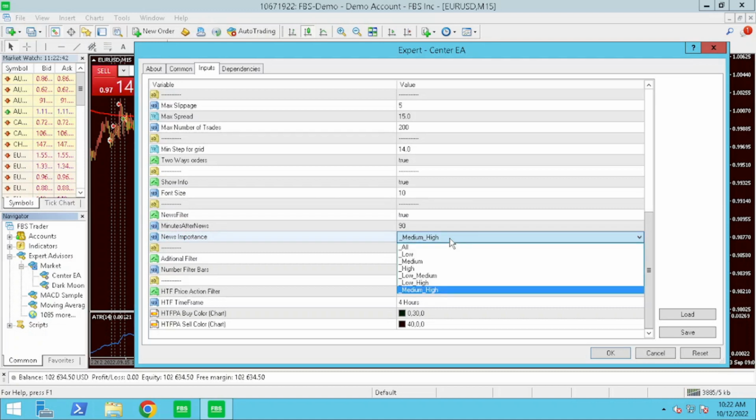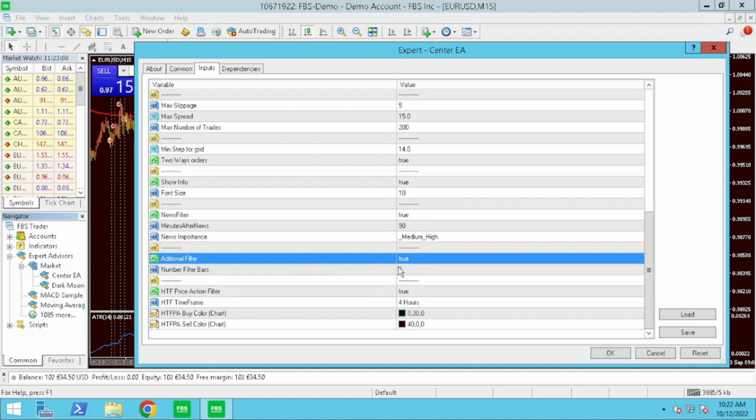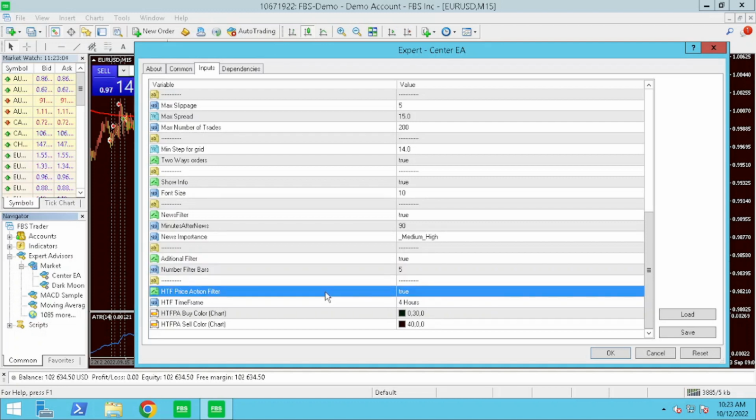On the other hand, for the news importance, for my trading plan, I only take major news events into consideration, so I adjusted it from all to medium_high news only. The last two filters, the additional and higher time frame filters, have been left unchanged.